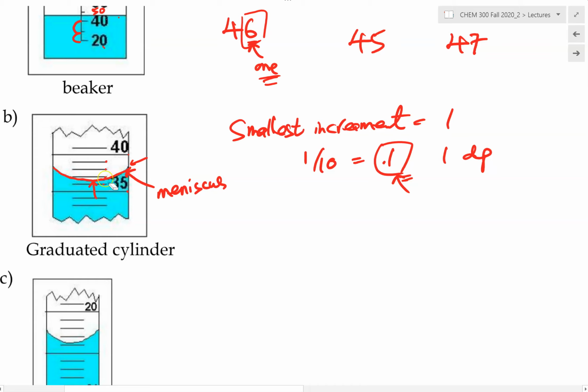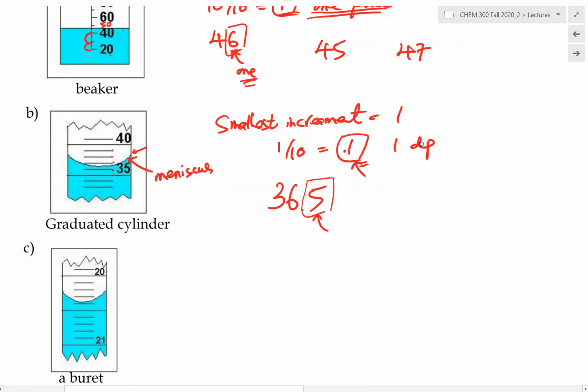So here in this case right here, so let me delete this so we can see this easily. So here is 35, here's 36, here's 37. So the value is between 36 and 37. And it seems to be exactly in the middle between 36 and 37. So we're going to read this as 36.5. So we know it's 36 for sure. And now because it's between 36 and 37, that's why we are estimating this last digit right here. And that's why the uncertainty would exist in here. So 36.5.